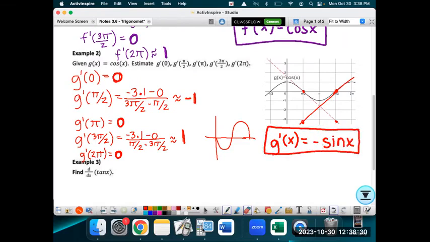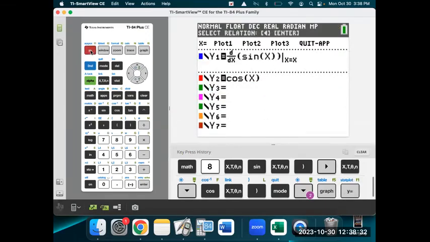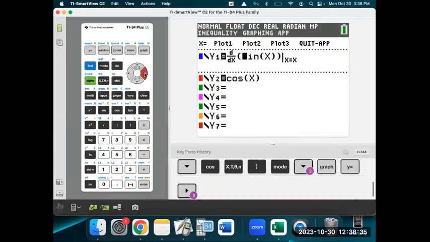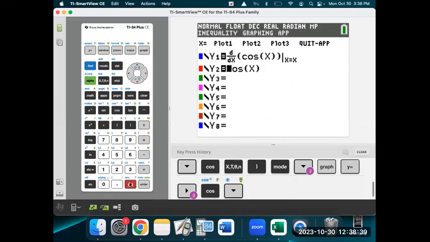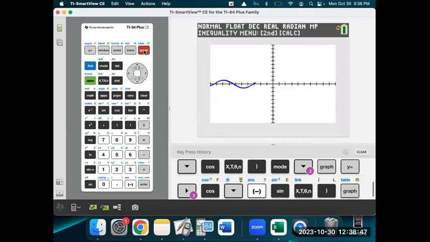And I'm going to check that out in my calculator. All right, so first graph is going to be what the calculator says the derivative function is. The second graph is what I think it is. Fingers crossed. Yay. Okay, so the derivative of cosine is negative sine.